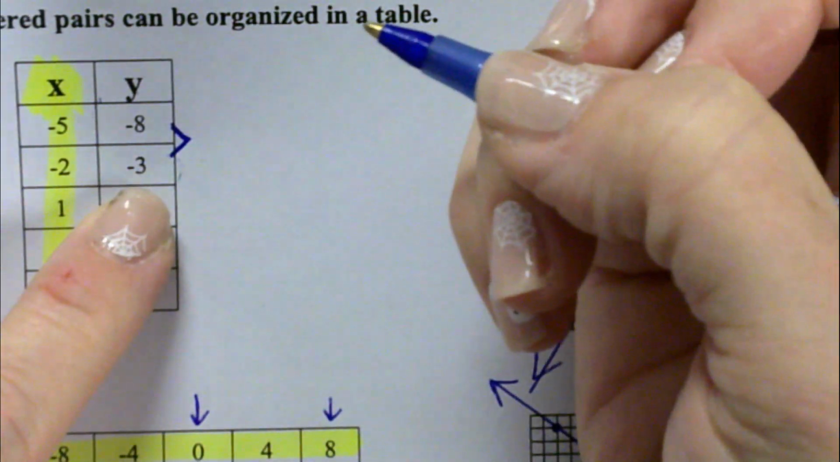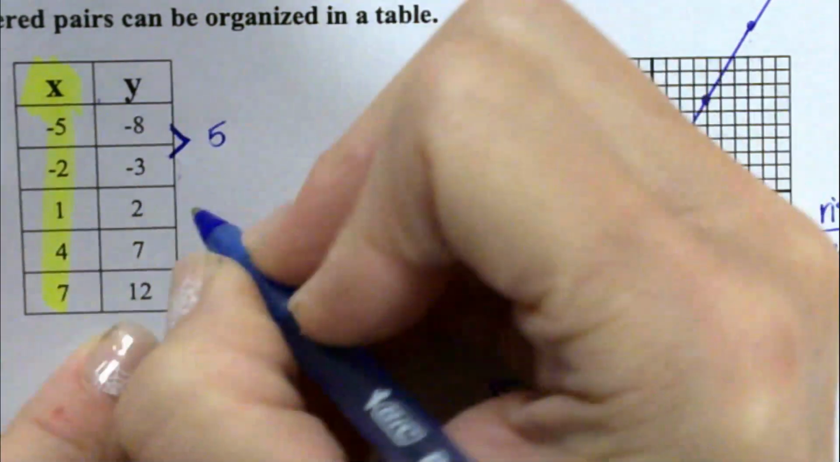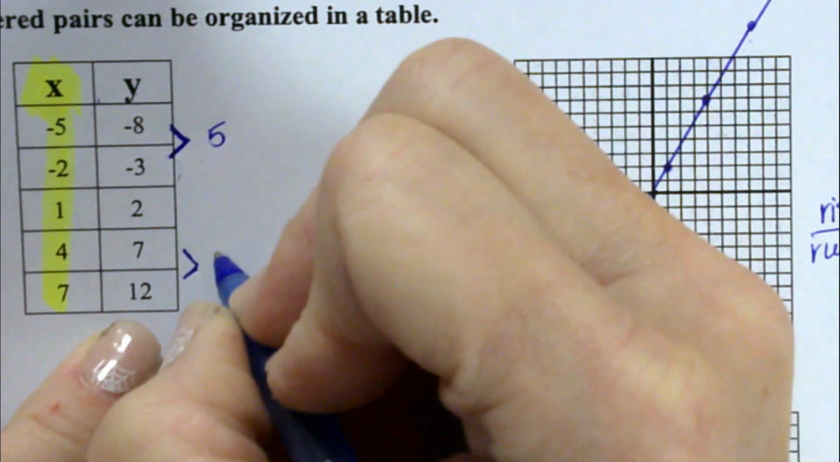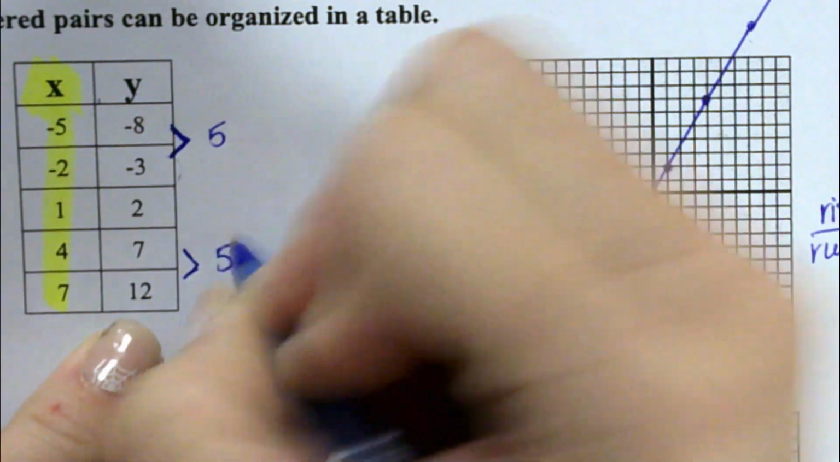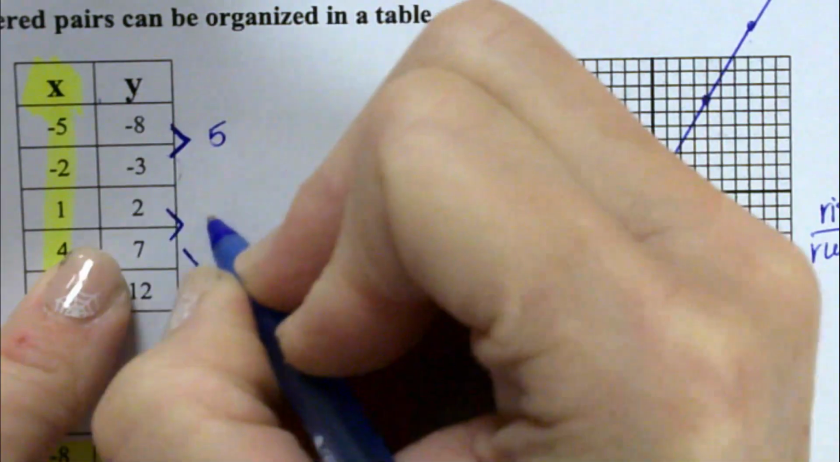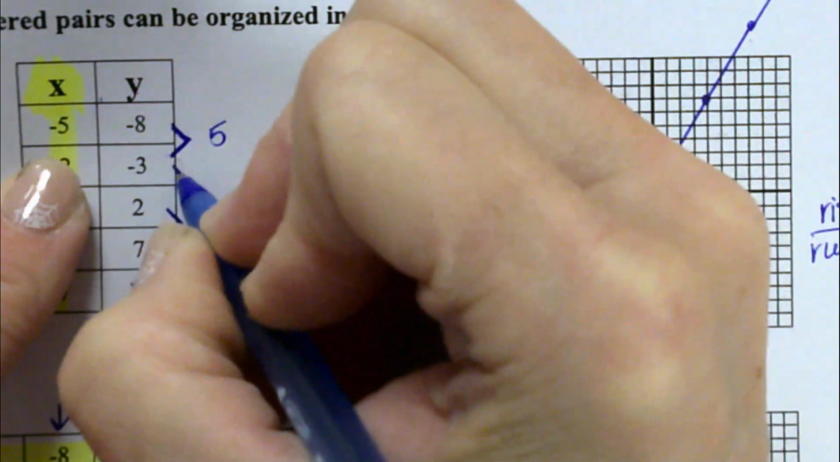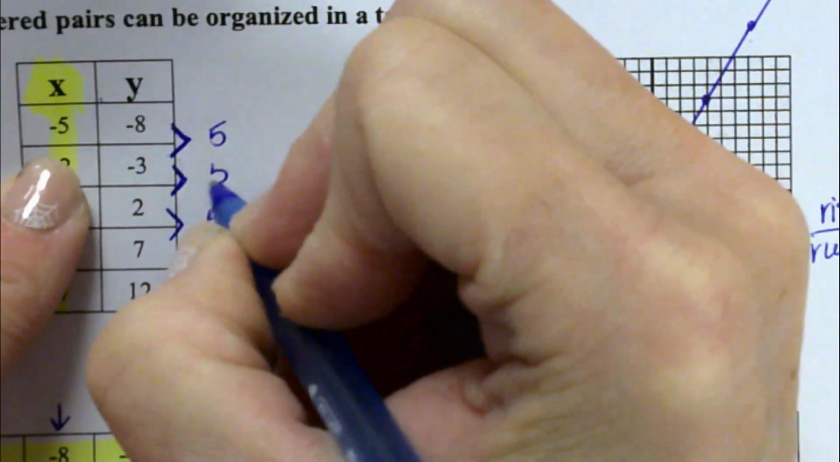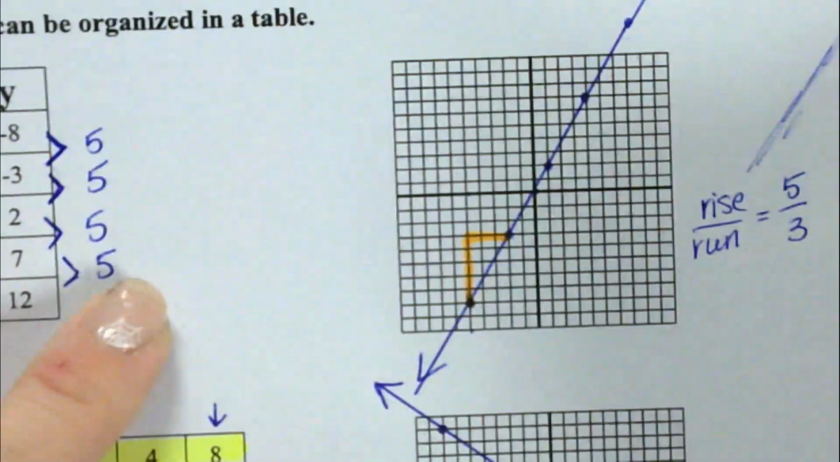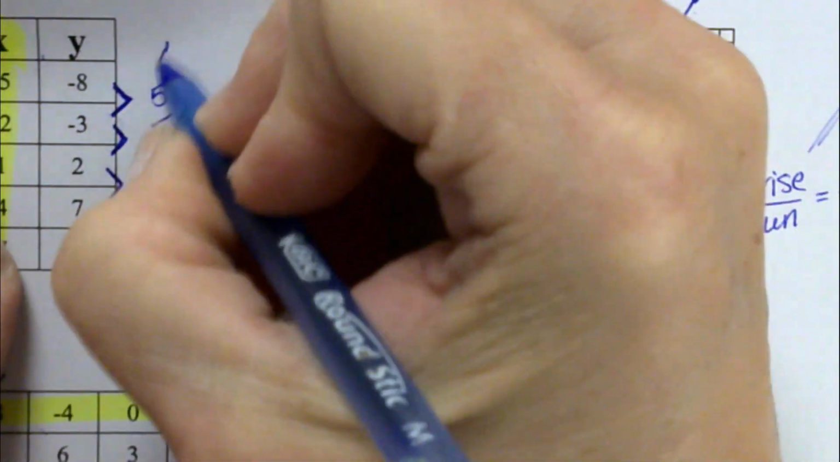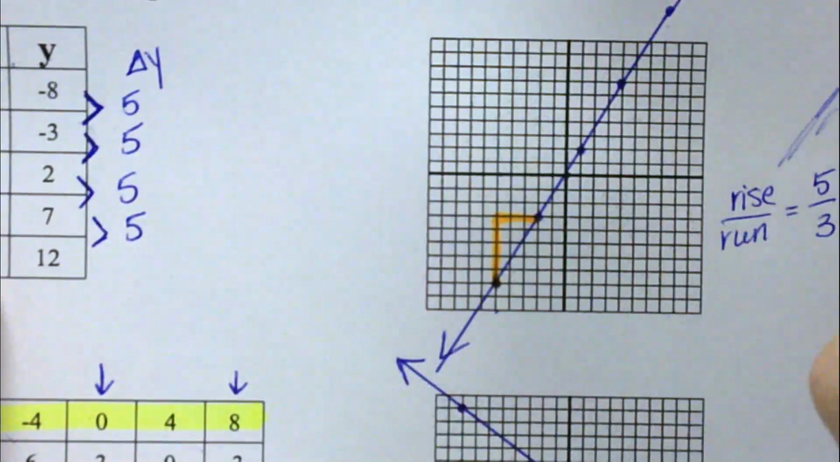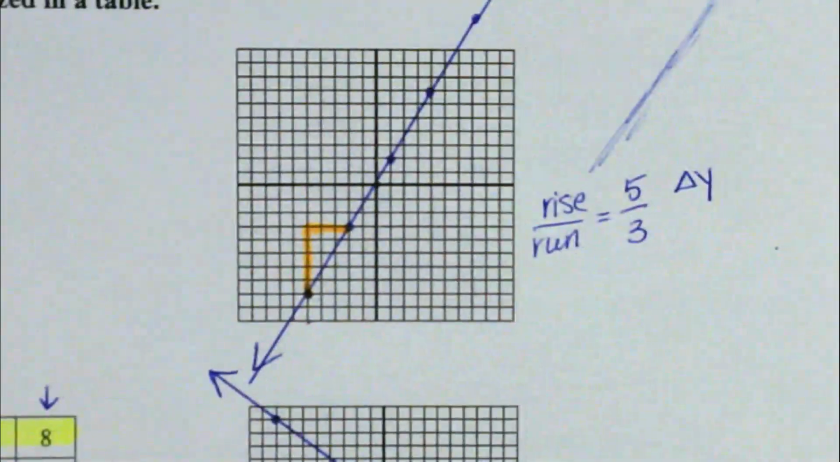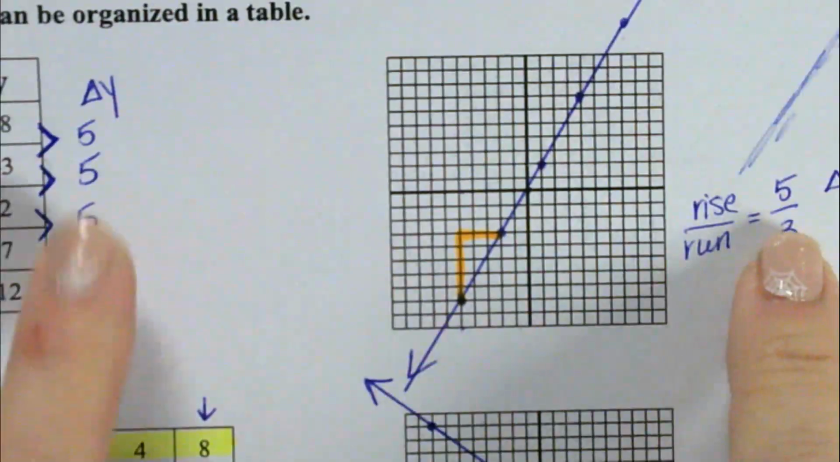Okay, I want to show you something over here. Do you ever want to verify it? What's the difference between -8 and -3? What is the difference between 7 and 12? 5. What's the difference between 2 and 7? 5. What's the difference between -3 and 2? 5. Do you see how all of these are my change in y? Isn't that what this is over here? Change in y? Oh, it should match your graph.